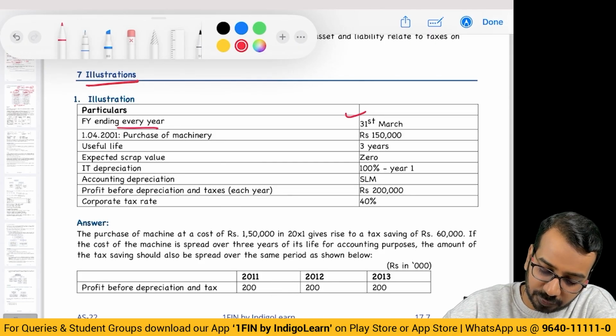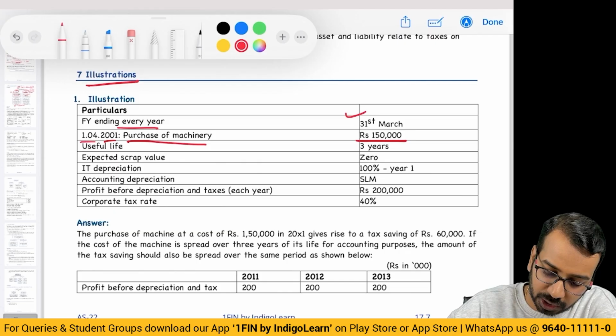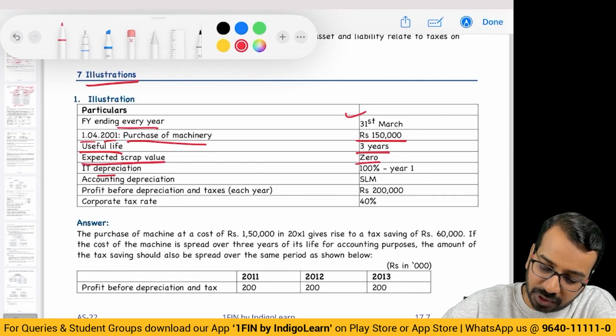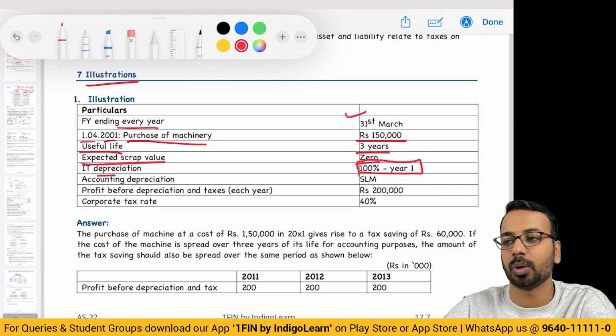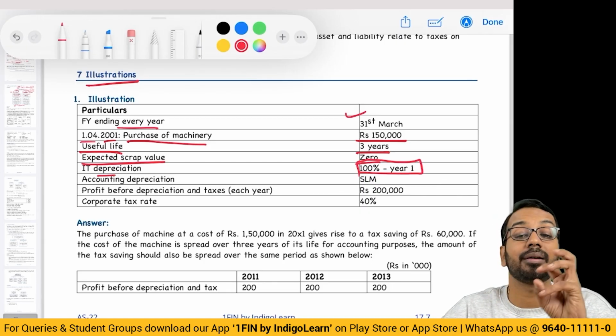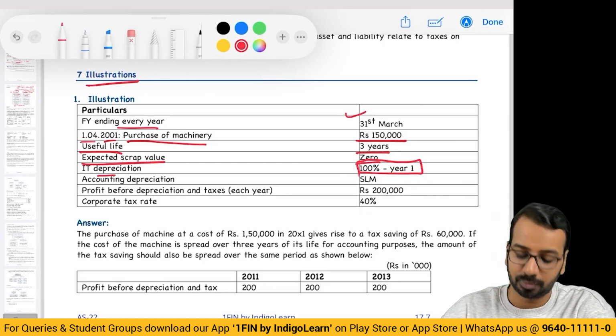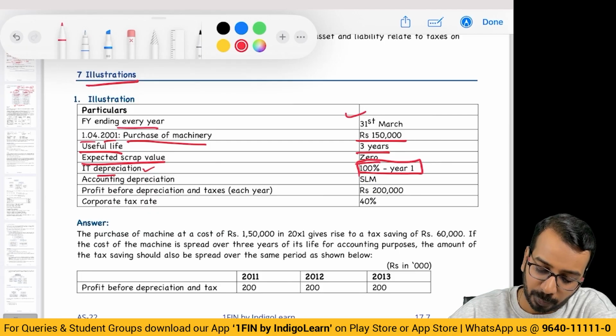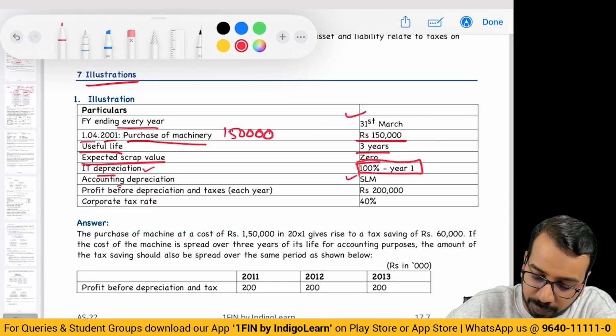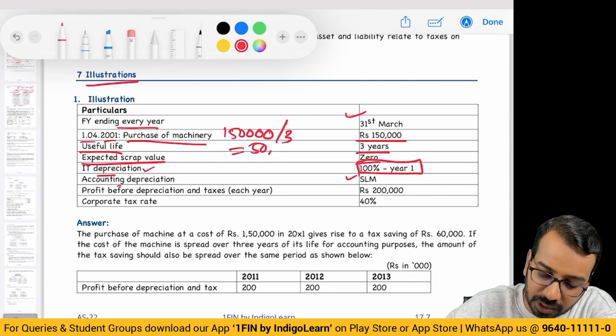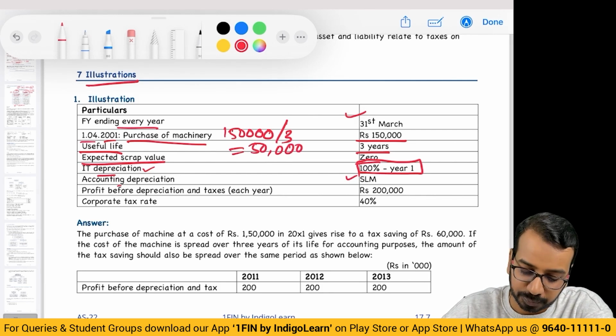Financial year ending on 31st March. 1st of April of year 1, purchase of machinery 1,50,000, useful life 3 years, expected scrap value 0, IT depreciation 100% in year 1. In the first year itself, we'll get 100% deduction for this particular machine. Accounting depreciation is SLM. SLM means what? 1,50,000 divided by 3, it becomes 50,000.